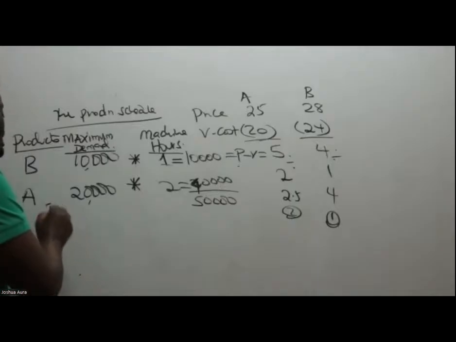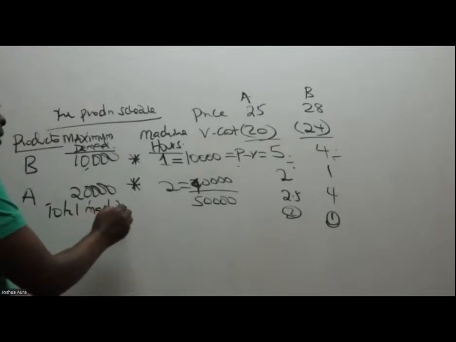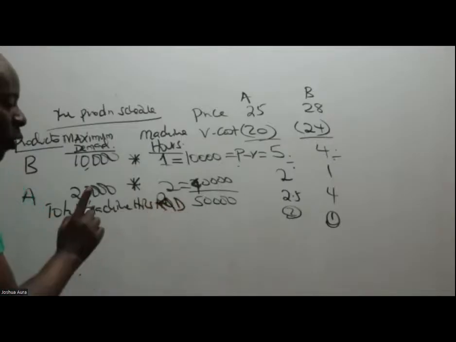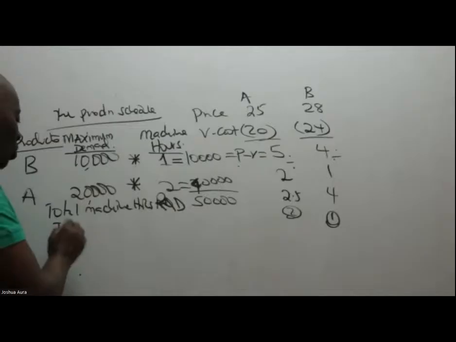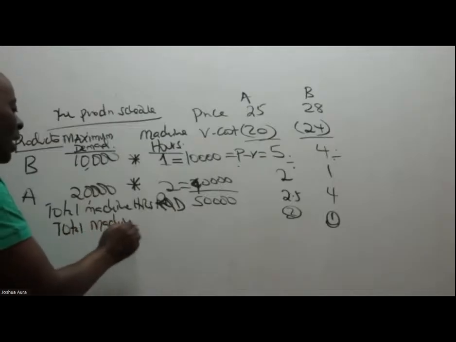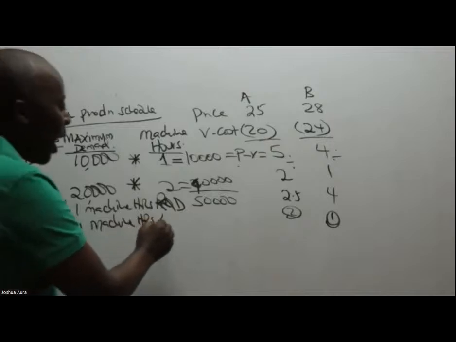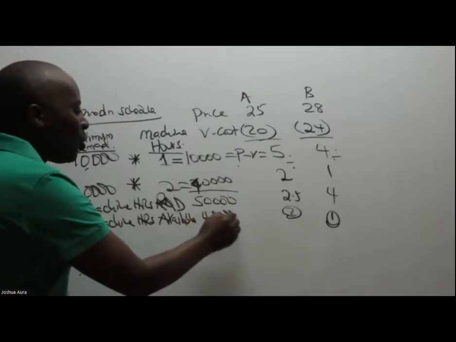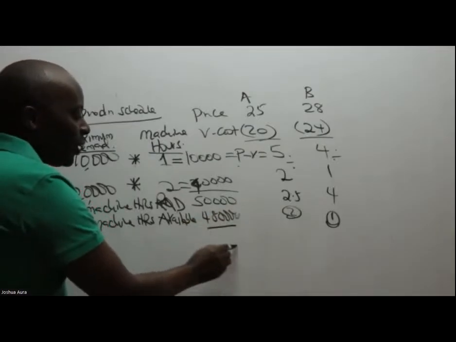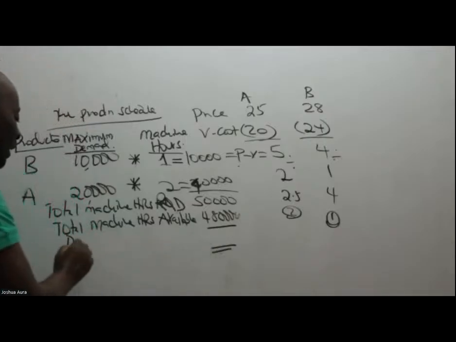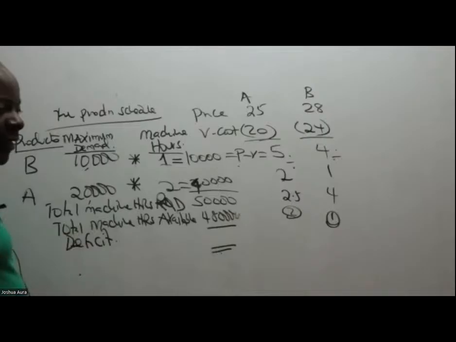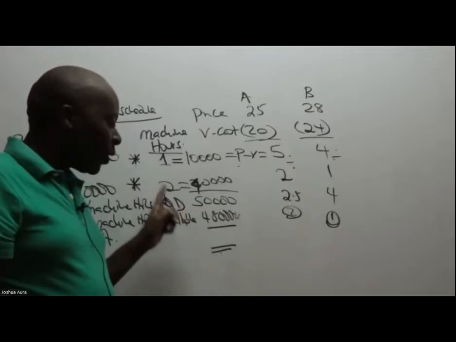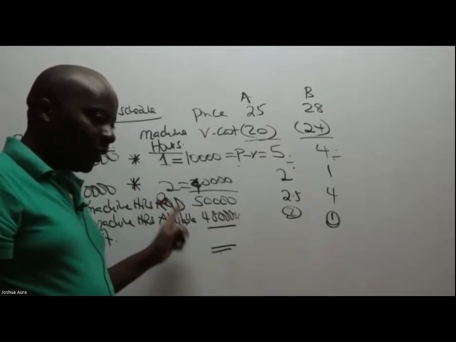So these are the total machine hours required. We compare this vis-a-vis the total machine hours available. The total machine hours available, which in the question they have told us, are 48,000. So then could you kindly give us the deficit? So available we have how many? Required 50,000.